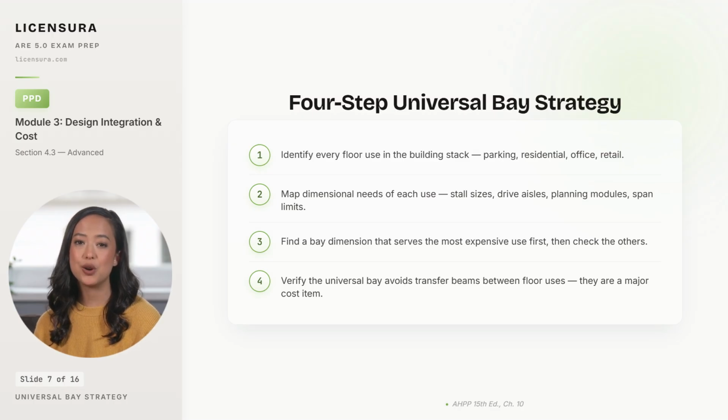process is straightforward. First, identify every floor use in the building stack, typically parking below, then residential or office above, sometimes retail at grade, so the team is solving the full puzzle and not just one floor at a time. Second, map the dimensional needs of each use: parking stall sizes, drive aisle widths, residential or office planning modules, and the span limits each one wants to stay under for cost reasons.